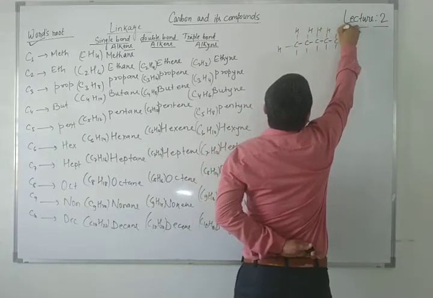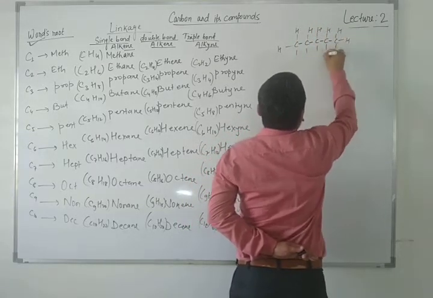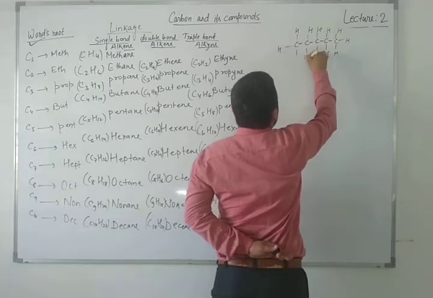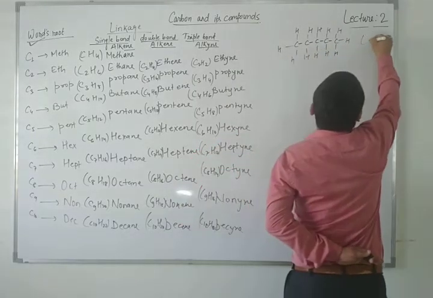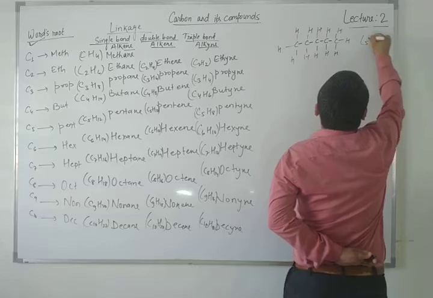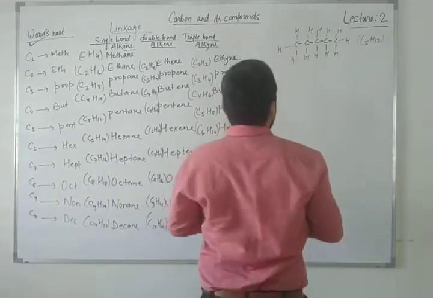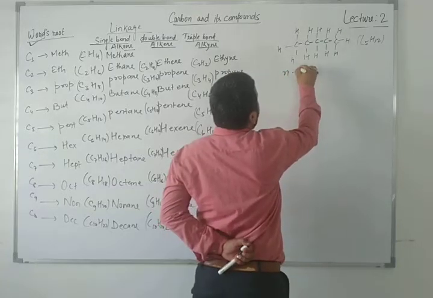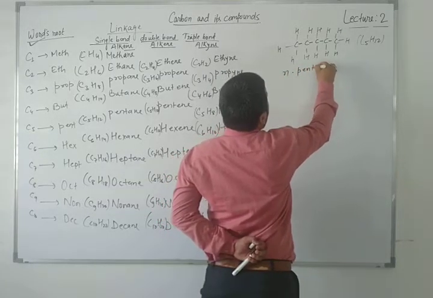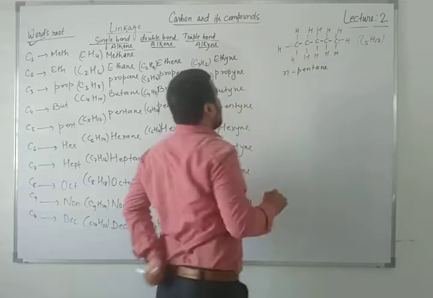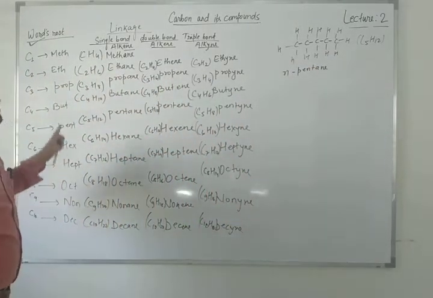You can see the chemical formula is C5H12 only. There will be no changes in chemical formula. C5H12, and this compound is known as normal pentane. Instead of normal, you can write n-pentane. Generally, whatever alkanes we are writing, they are called normal alkanes.